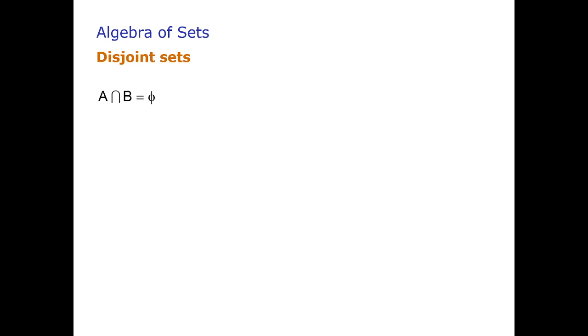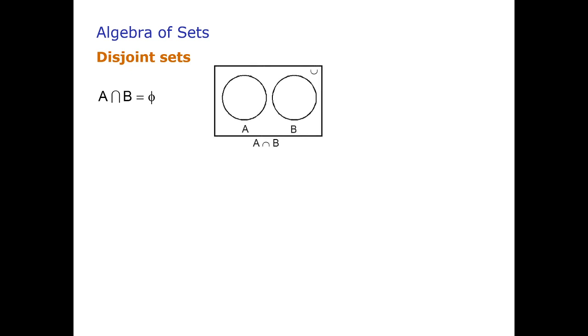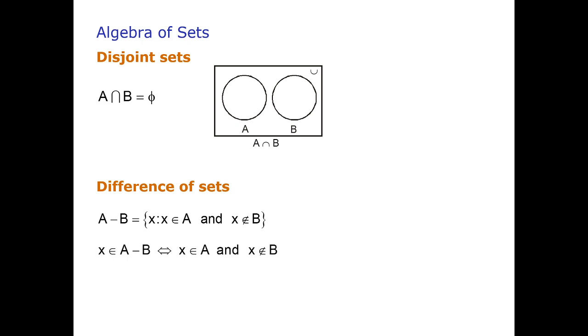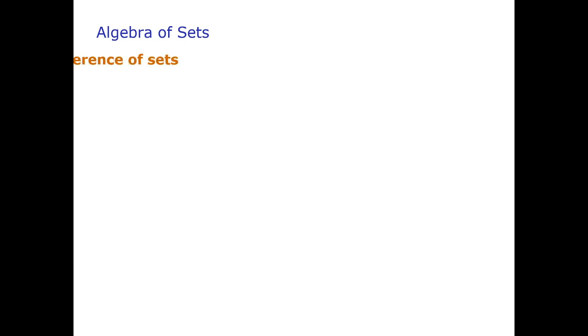If nothing is common between two sets, these are disjoint sets. Difference of sets. A minus B means we are just considering the members of A but not the members of B. That is the exclusive members of A only. Similarly, you can define B minus A.